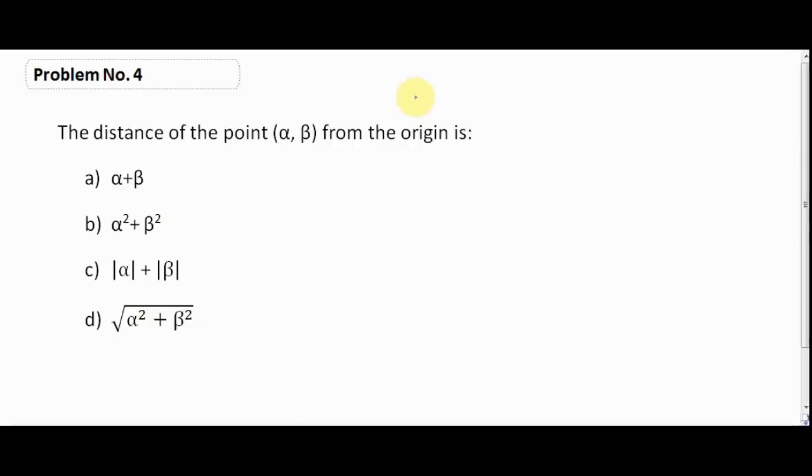Now the next one is problem number 4. The distance of the point alpha comma beta from the origin is. So we are asked to calculate the distance of one point from the origin. We know that if we have 2 points on the xy plane, let one point be x1, y1 and let another point be x2, y2, the distance between these 2 points can be calculated as d equal to root over x2 minus x1 whole square plus y2 minus y1 whole square. This is the equation we use to calculate the distance between 2 points on the xy plane.